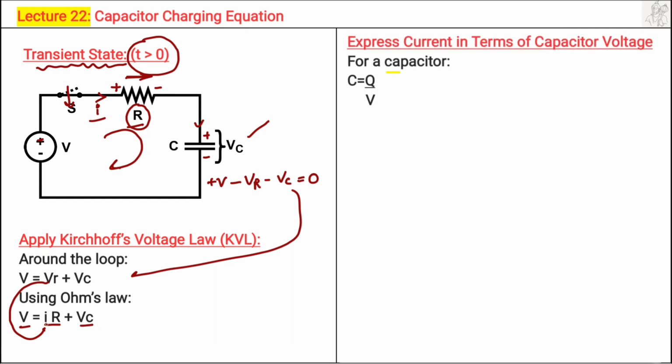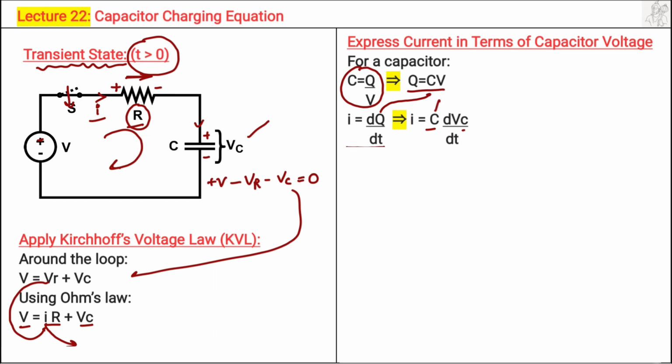Now let's write the value of I in terms of capacitance. For that we can use this formula. Capacitance is simply Q divided by V. From here we get Q is equal to CV. And we know that the current is the rate of change of charge, that is dQ by dt. When I insert the value of Q is equal to CV in this equation, it becomes I is equal to C dVc by dt. Why? Because C comes out as it is constant and Vc remains inside the derivative.